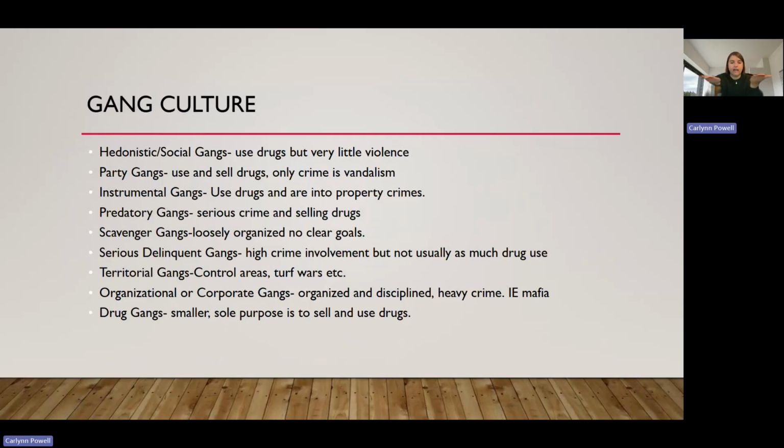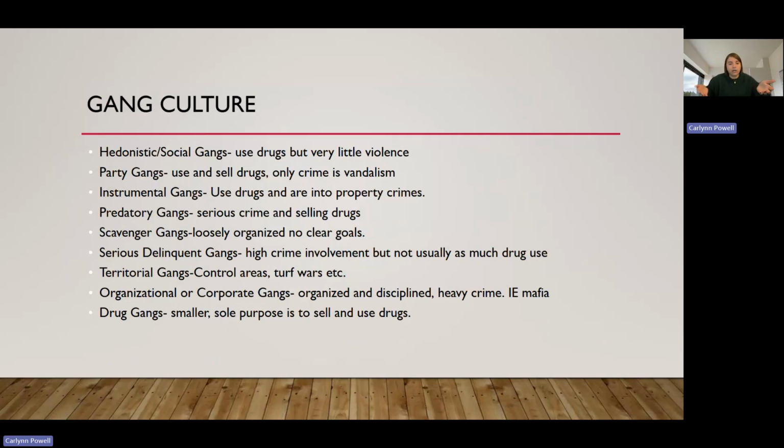And then when we have our scavenger gangs, we're kind of in the middle. Could be a little drugs, could be a little crime, but it's kind of straight there, balanced. And now when we're in serious delinquent gangs, we're starting to get a lot higher on the criminal involvement and a lot lower on the drug use.